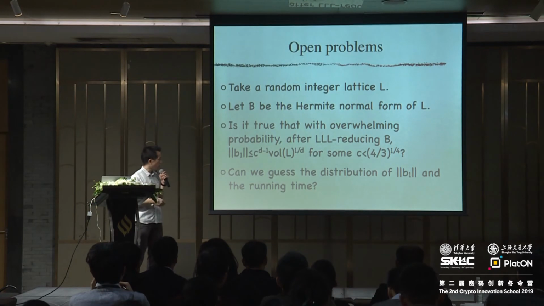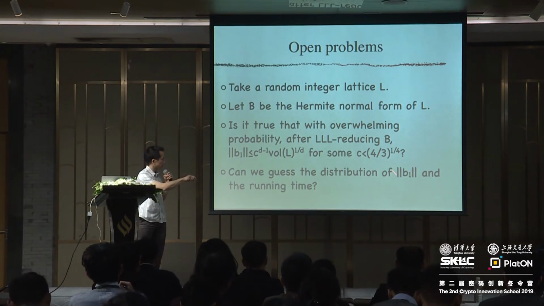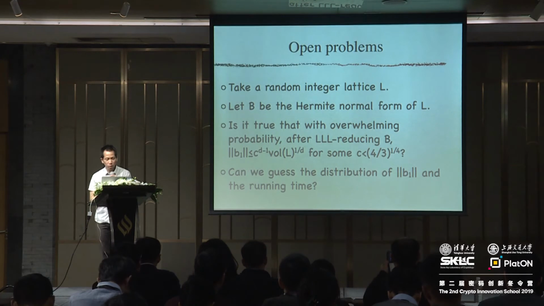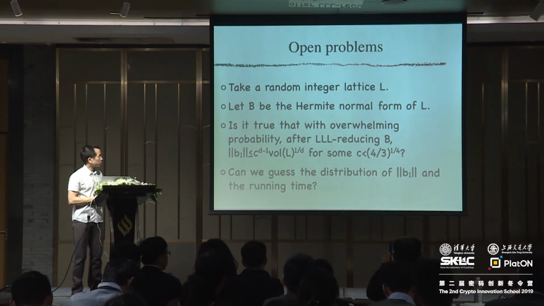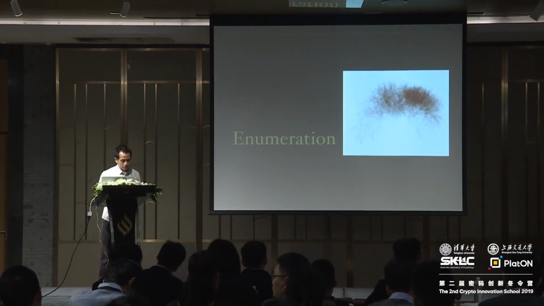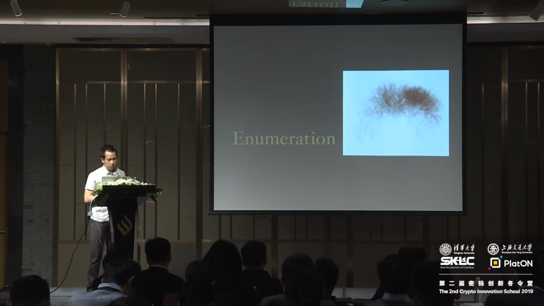And we can ask something more. Can we say something about the distribution of the norm of the first vector? Or the distribution of the running time? Can we say something? That would be extremely interesting. So this is the first basis reduction algorithm, LLL.